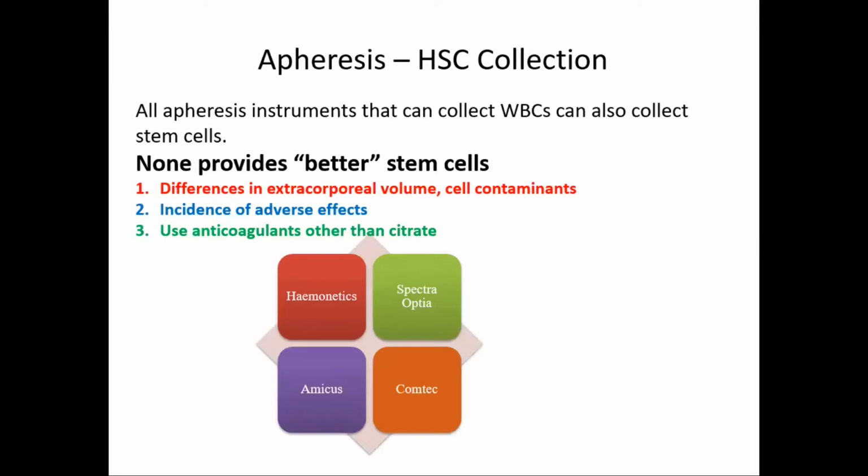So which equipment? All apheresis equipment which can collect WBCs can collect stem cells. So none provides better stem cells. The difference lies in the extracorporeal volume, the other cells being harvested, contaminants being harvested, the incidence of side effects, and the use of alternate anticoagulants to citrate. We know in the market there are 4 equipments: Haemonetics, Spectra Optia, Amicus, and Comtec. All these 4 equipments can do stem cell collection. They can give a good quality stem cell product. The only difference is with the other cellular elements which we discussed before. There will be excess contaminants in some, and less contaminants in others. So we need to focus on that part.